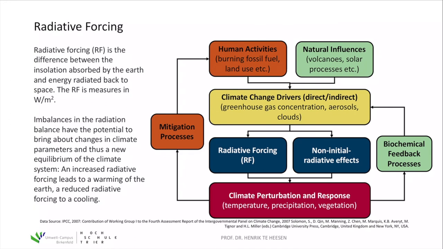This additional force, or additional radiation coming from the greenhouse gases, is described as radiative forcing, abbreviated RF. This radiative forcing is the difference between the insolation which is absorbed by the Earth and the energy which is radiated back to space, and is given in watts per square meter. And of course, this imbalance of the radiation balance helps us to understand the change of climate parameters and the disturbance of the equilibrium between the energy we get from the sun and the energy which is emitted by Earth.